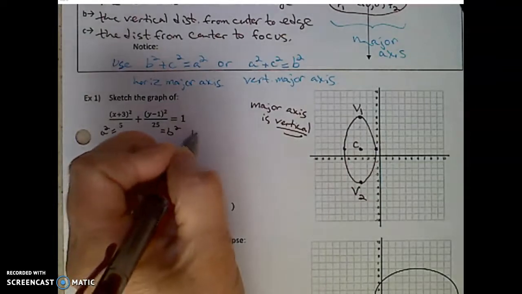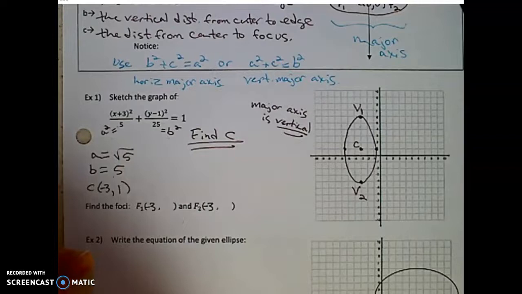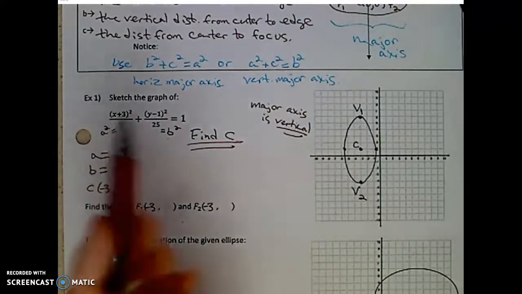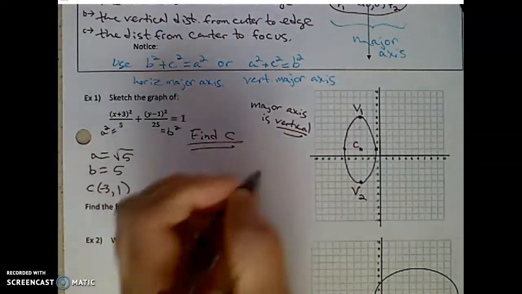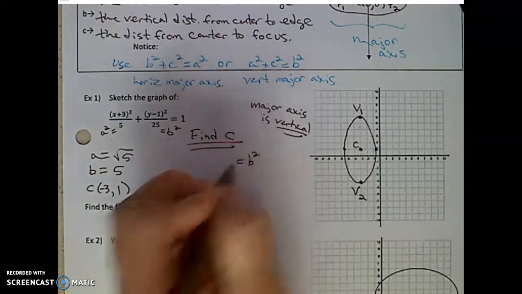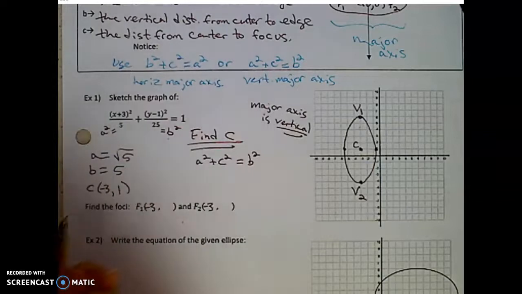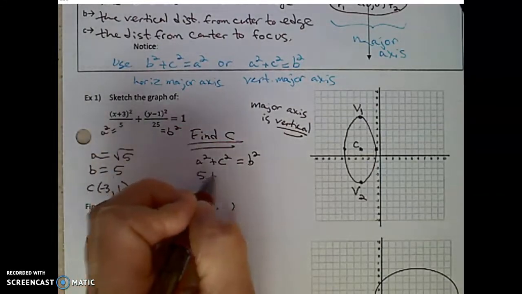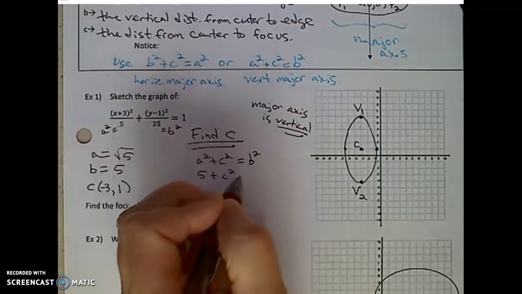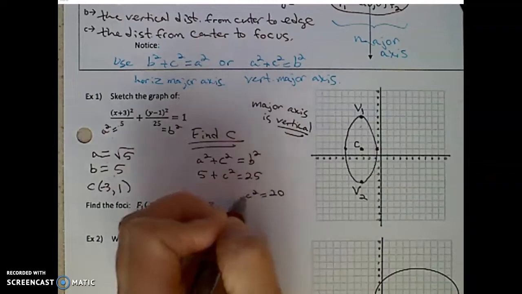To find the foci, I need to find C. Which of those Pythagorean theorems am I going to use? What's the biggest? A, B, or C in this ellipse? B is the biggest, so I'm going to use this version of the Pythagorean theorem. A squared plus c squared is equal to the largest, which is b squared. A squared was 5. I'm finding c squared. B squared is 25. That gives me c squared is equal to 20.